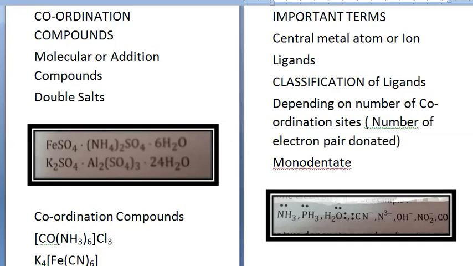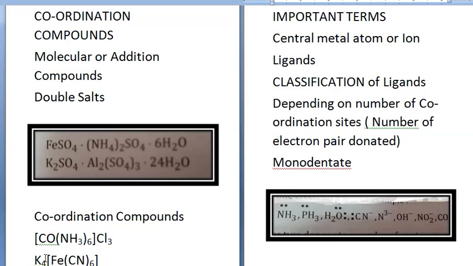Now, before we study these complexes in detail, there are some important terms used in coordination compounds with which you should be familiar, because these terms will be used again and again, and if you don't know the meaning, you will not be able to understand. First is central metal atom or ion. The metal atom or ion to which certain atoms or groups of atoms are permanently attached in a coordination compound is known as central metal atom or ion. Like in the example K4[Fe(CN)6], 6 CN groups are attached to iron. So, in this case, Fe is the central metal ion.